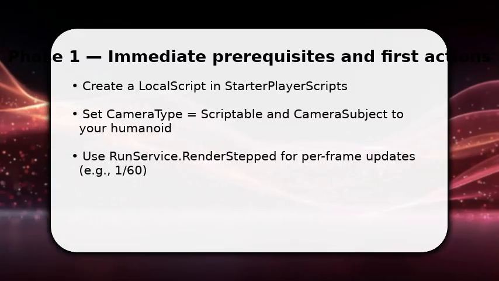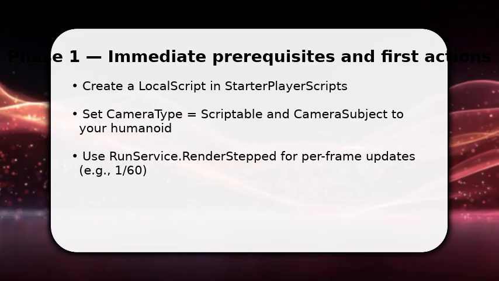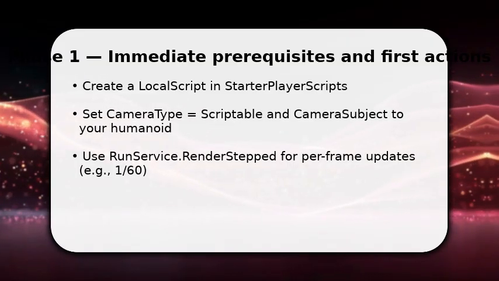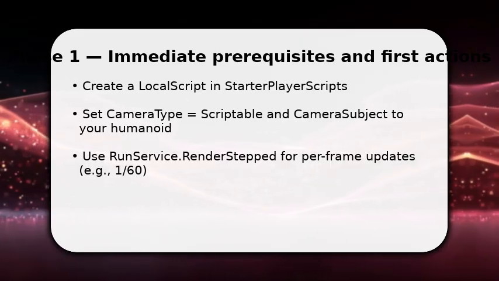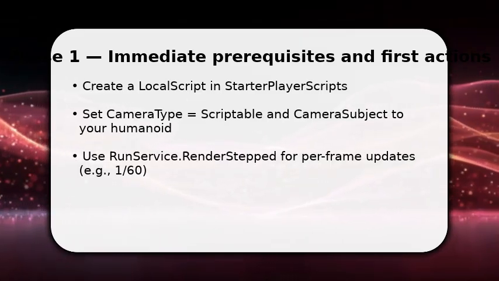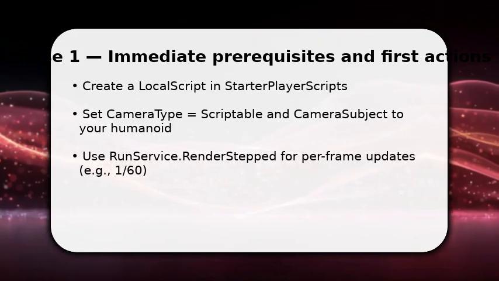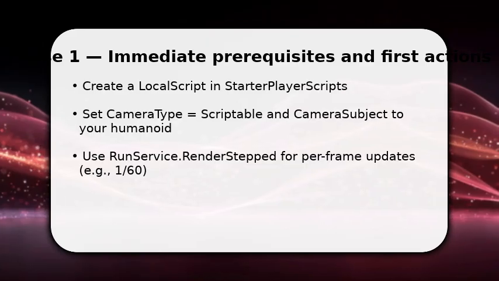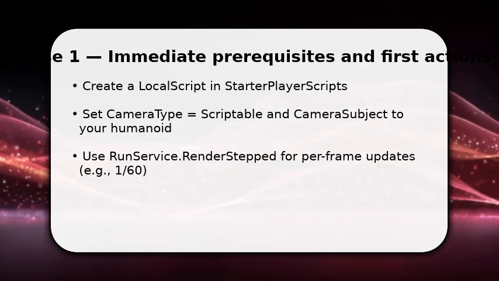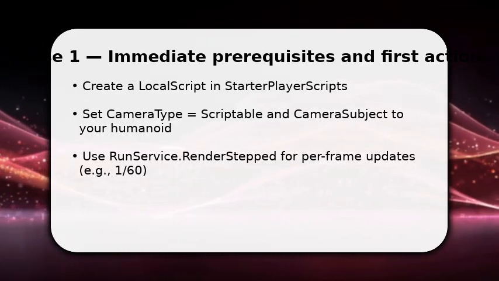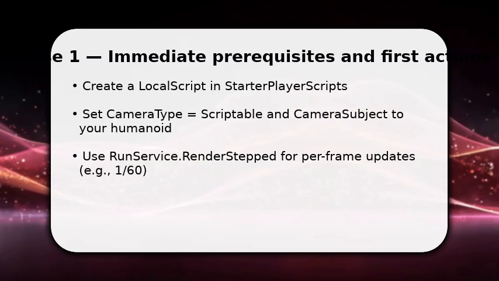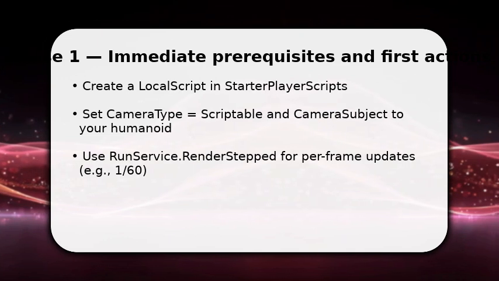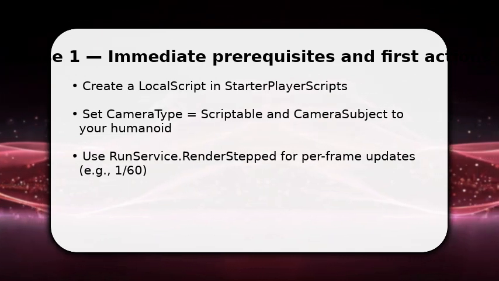You'll start by adding a local script to StarterPlayerScripts so the camera logic runs per player. Change the workspace camera's CameraType to Scriptable and assign CameraSubject to the character's humanoid. This gives you full control. Then wire RenderStepped from RunService at frame rate timing, for example 1/60, to update position every frame. Once done, the engine won't fight your code, and you can programmatically control movement and smoothing without default camera interference.